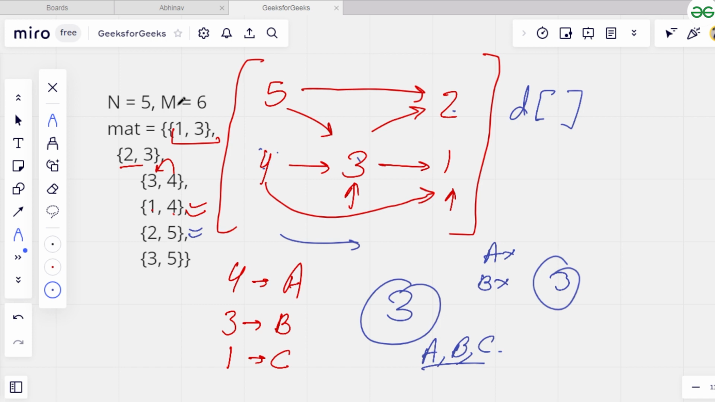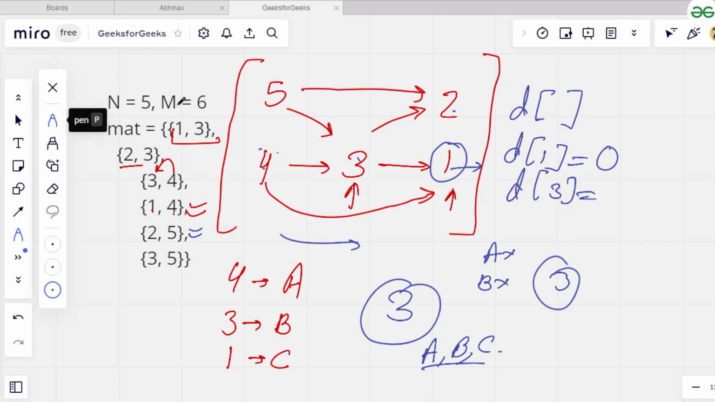So D1 will contain just 0, because there is nothing after it. We can write it like 0, or we can make it 1 since 1 itself is present, but initially we will initialize it with 0. Now D3 will contain 2, because after 3 there is a 1. And how can we calculate that? Or we can say, if I store here 1.